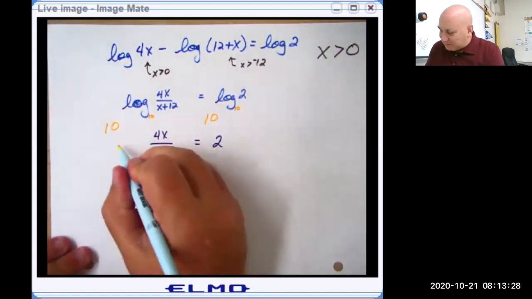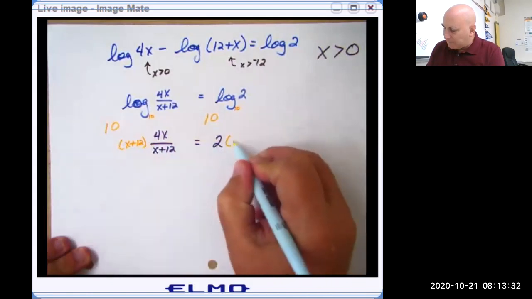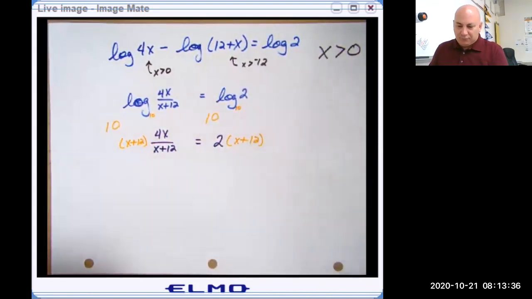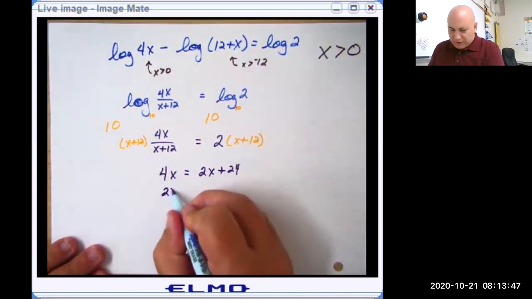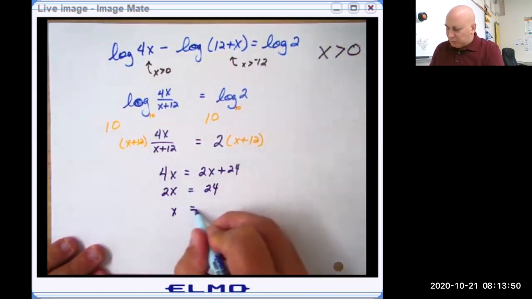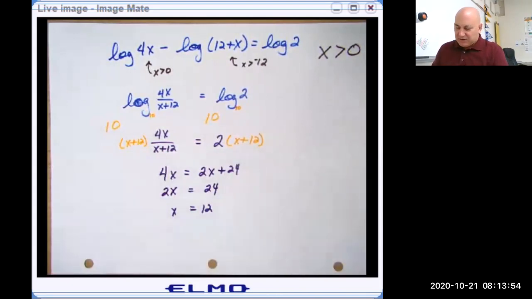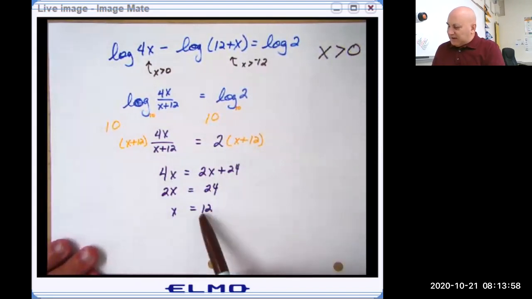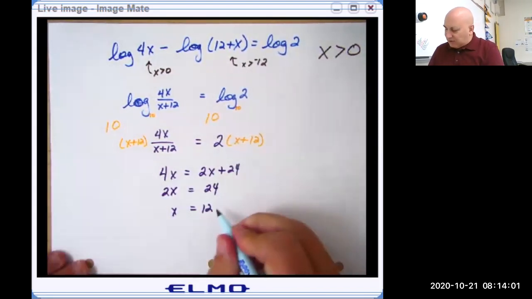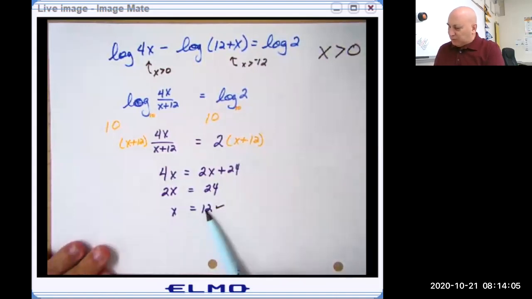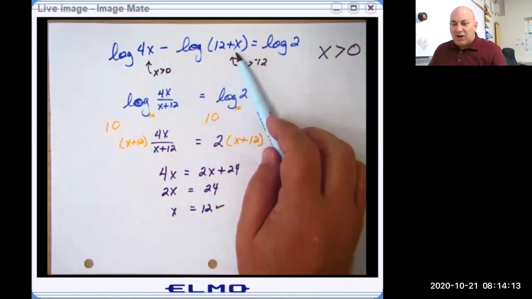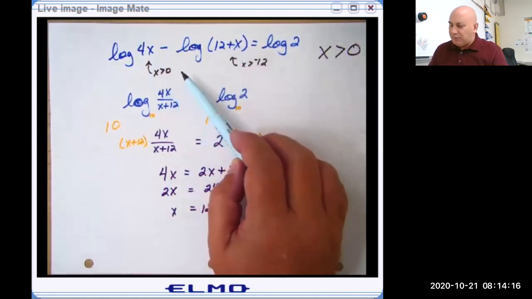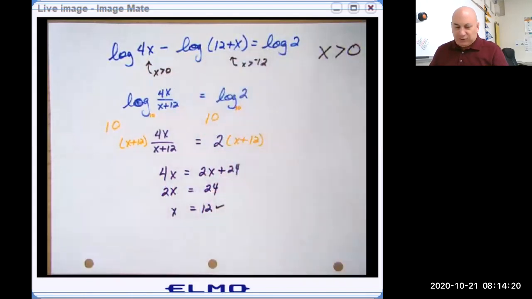Multiply both sides by x plus 12. These cancel. I'm left with 4x equals 2x plus 24. 2x equals 24. x equals 12. Now, is that number greater than 0? Yes, it is. So that's good. Then what I would do is substitute 12 back in here. Log of 48 minus the log of 24. That's the same as the log of 48 over 24. Well, 48 over 24 is 2. So that is the log of 2. So it does check.